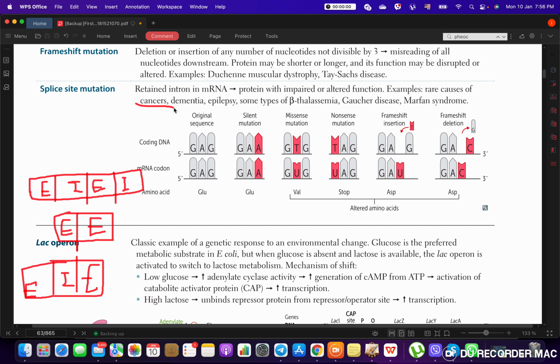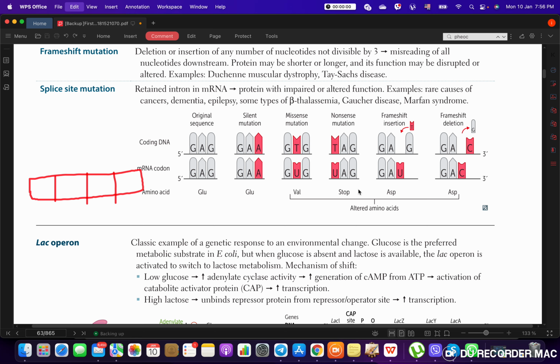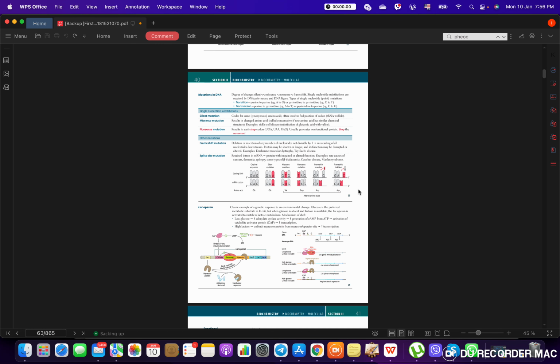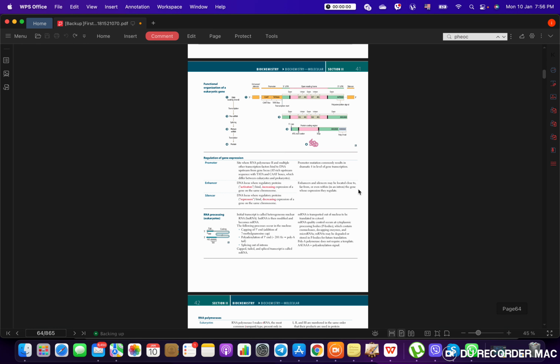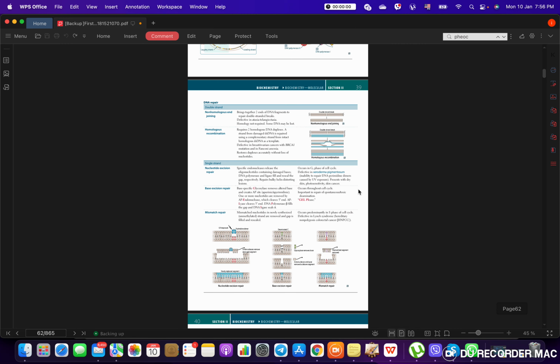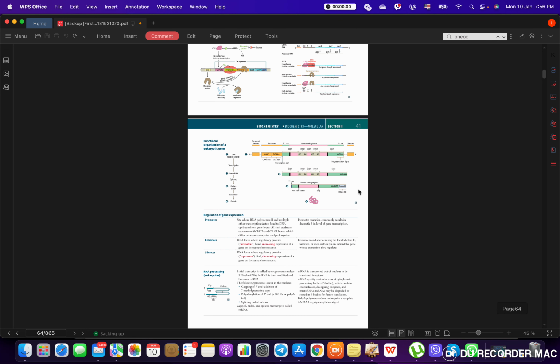So there is a chance of cancer, dementia, epilepsy, types of beta thalassemia, Gaucher disease, or Marfan syndrome. You don't have to memorize these. The main idea is that it will be bad. It will cause super serious problems in these patients. Okay, good. So that was one of the most difficult topics in the book. So congratulations on finishing that.